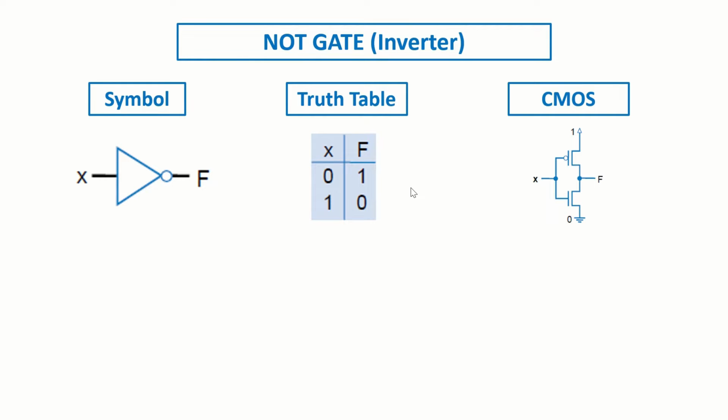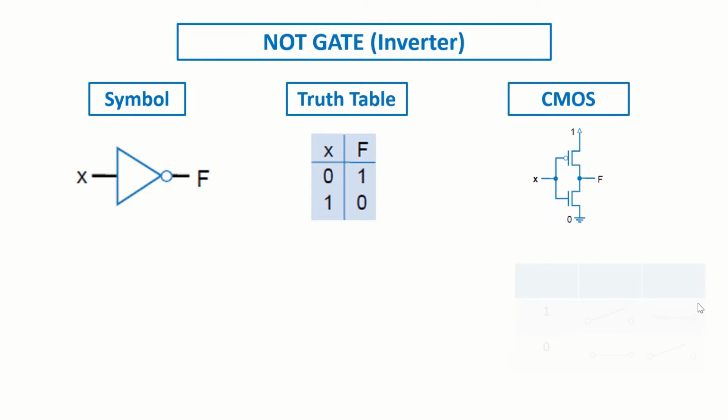The CMOS circuit shows the details of the NOT gate. Here we have one PMOS and one NMOS field effect transistors, whose gates are connected to the input, and the drains of the transistors are also connected together to the output. The source of the PMOS is connected to the VCC, and the source of the NMOS is connected to the ground.